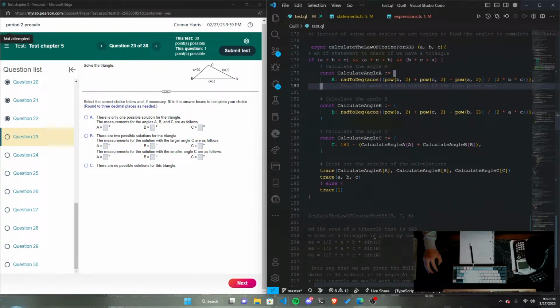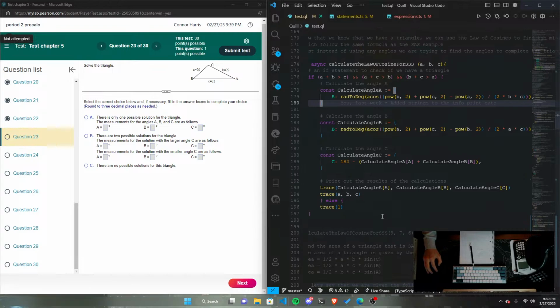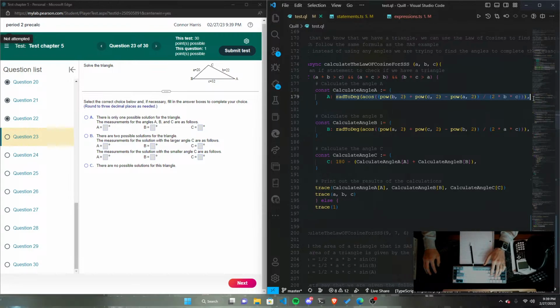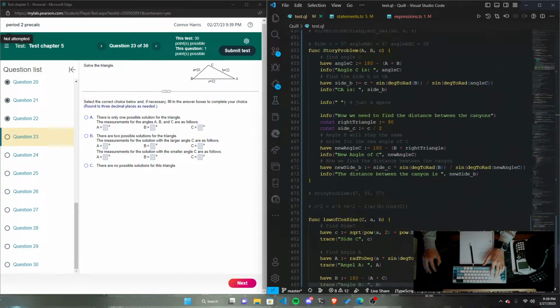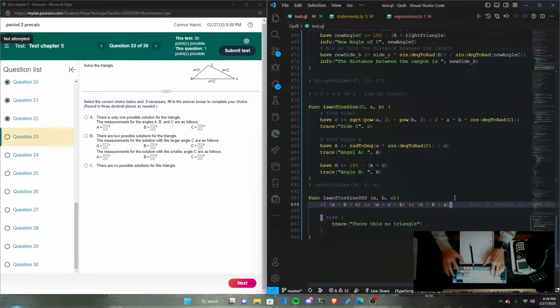really easily. I'm contemplating just stealing the code that I already wrote and copying and pasting it down because it's basically the same logic. I'll explain it as I paste it.